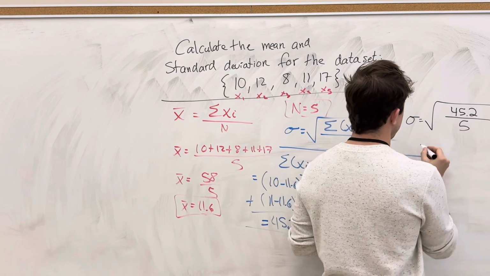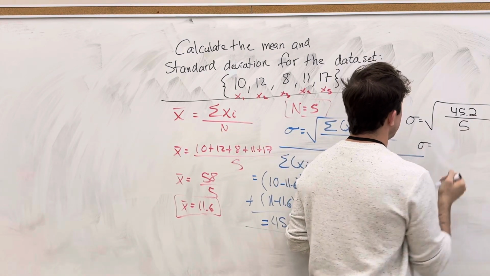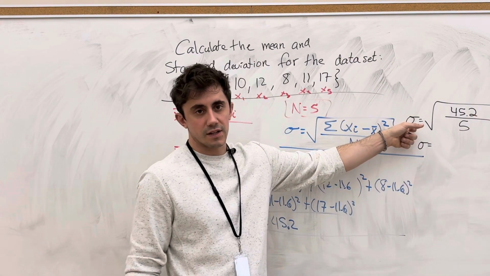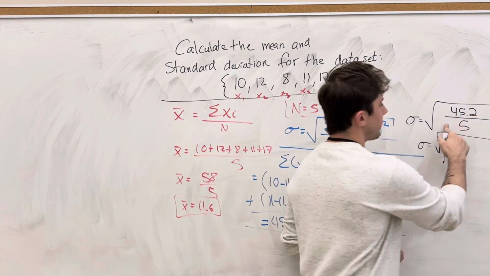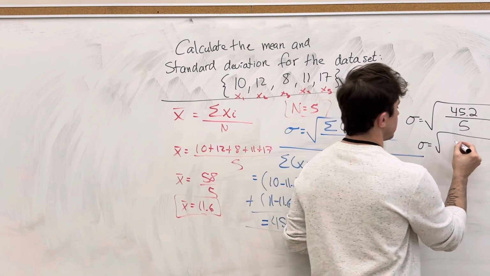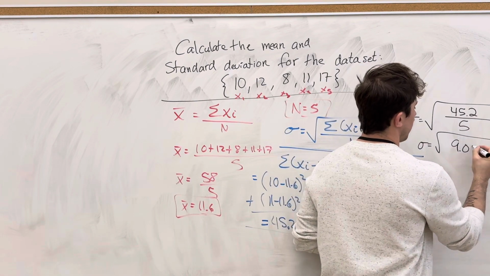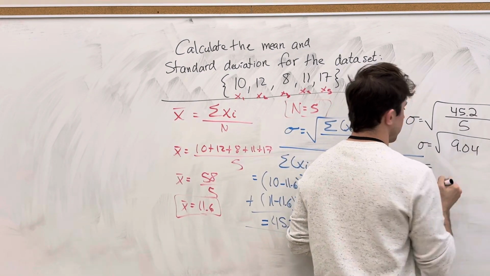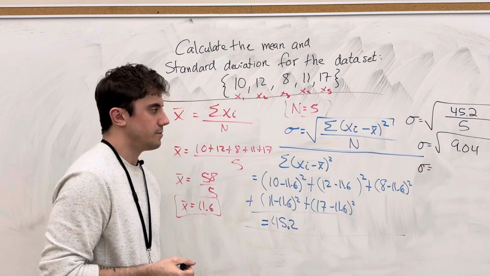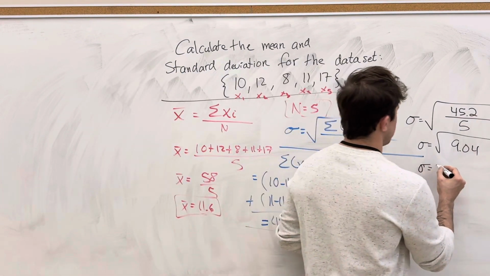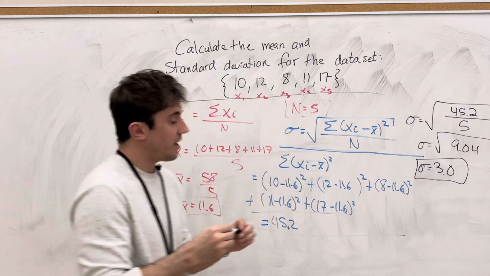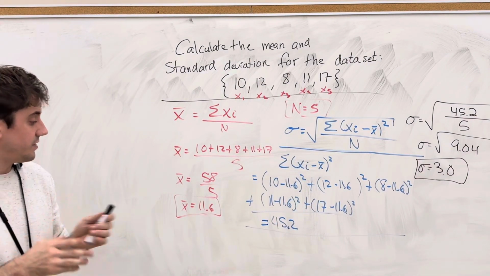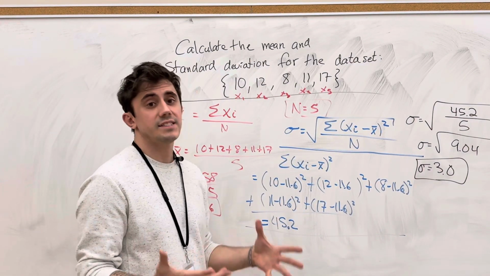And we take the square root of that, and so sigma, this symbol is lowercase sigma in the Greek alphabet. That's going to be the square root of 45.2 divided by 5. That is 9.04. And the square root of that should be very close to 3. Close enough that we can write it as 3.0. And that is our standard deviation. And that's how we do any standard deviation.